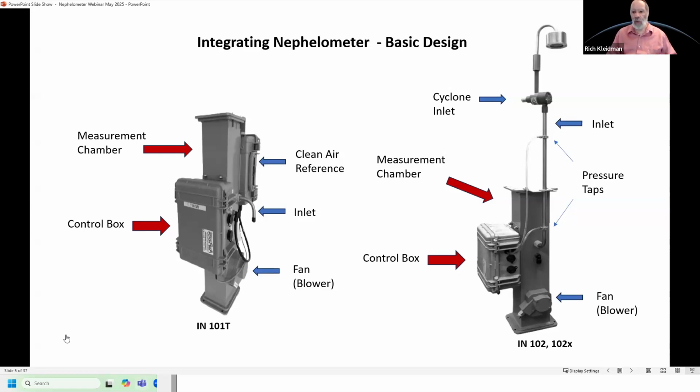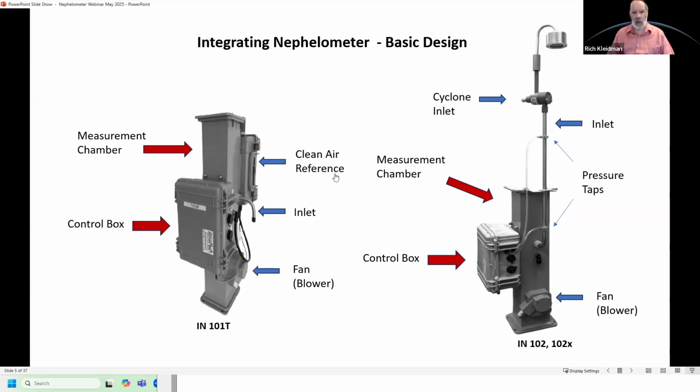Now, most often, we're looking here on the right. This is a different model of ours. But again, most nephelometers will be used with a cyclone inlet. That's how you get your preferred size of particles. So most people in the world are interested in PM 2.5 because that's the standard for health. Many are also interested in PM 10. This is a different kind of inlet.